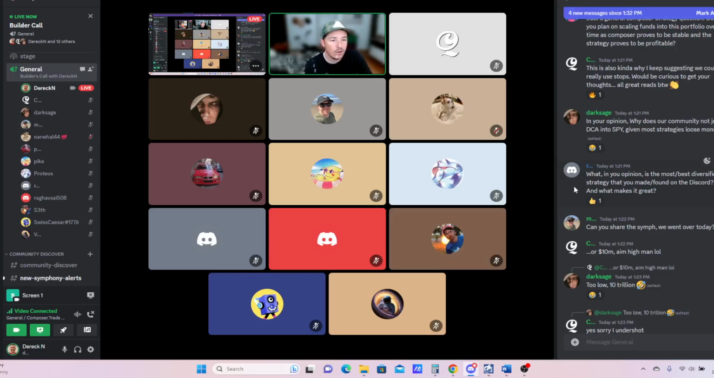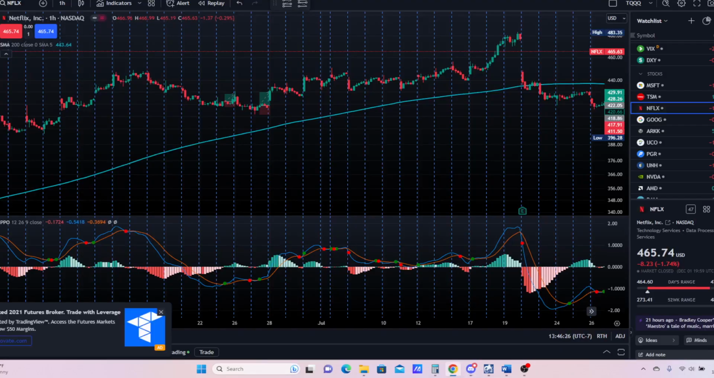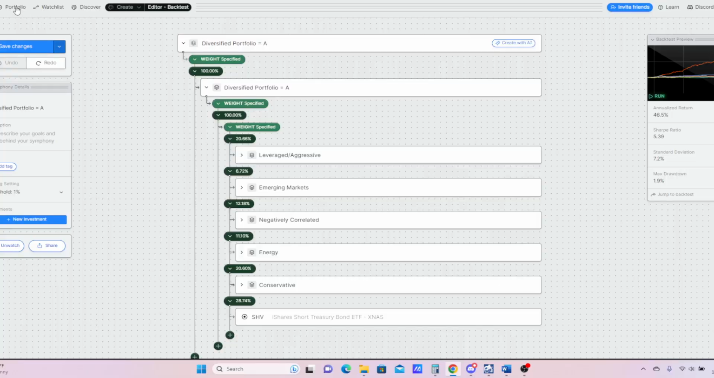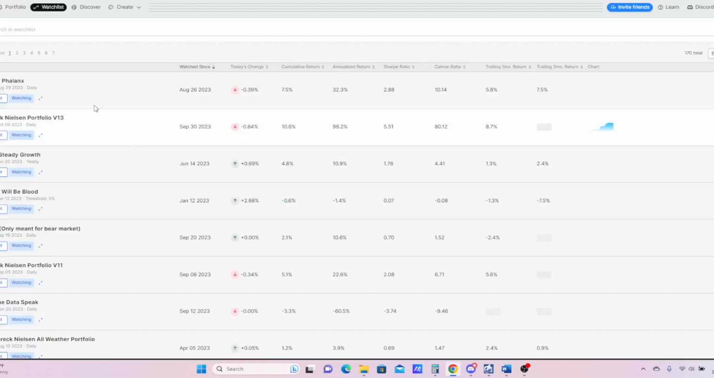I don't really know what else to say on it, but what, in your opinion, is the best diversified strategy that you made or found on the Discord, and what makes it great? Honestly, I think it's hard to say, but I'd probably have to give a shout out to Proteus and his micro blob strategy. I've liked all of his blob strategies, honestly, because it just seems like he put in a lot of effort and a lot of time and a lot of homework into them.